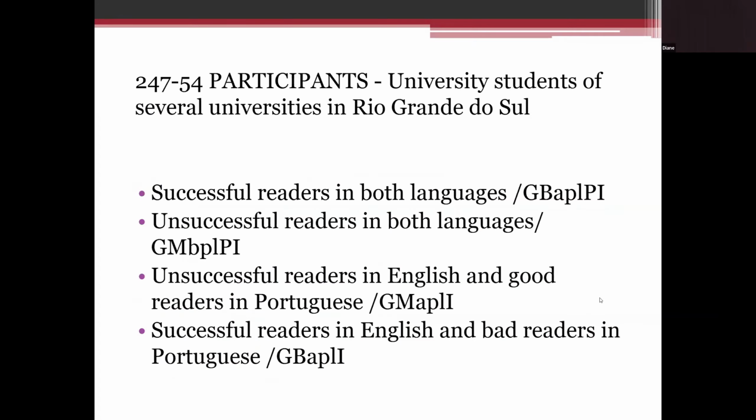So we have tested 247 participants, and our final sample was made of 55. They were university students of several universities of Rio Grande do Sul, a state in the very south of Brazil. They were divided in four mutually exclusive groups: successful readers in both languages, Portuguese and English, good readers in Portuguese but not in English, good readers in English but not in Portuguese, and bad readers in both languages. Then these are the acronyms that we have labeled them. Next slide, please.